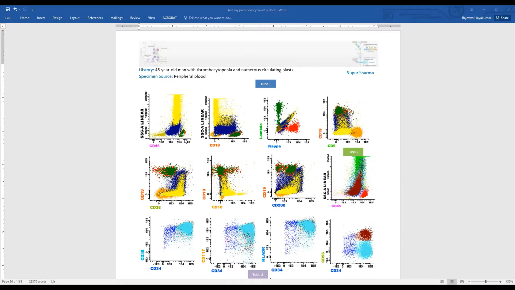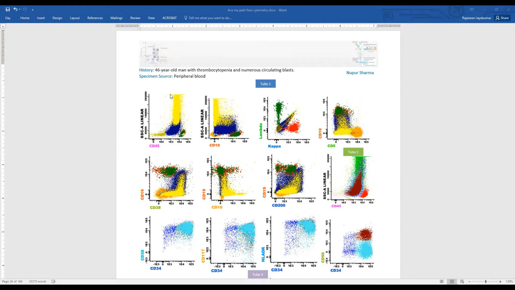And we have a couple of different colors here, and we'll see what those colors mean in the subsequent scattergrams. Here there is a large population that is painted blue that are sitting in the blast gate. The blast gate is defined by dim CD45 expression and low side scatter. We can see that the cells in the blast gate are continuous with the cells that have very high side scatter.